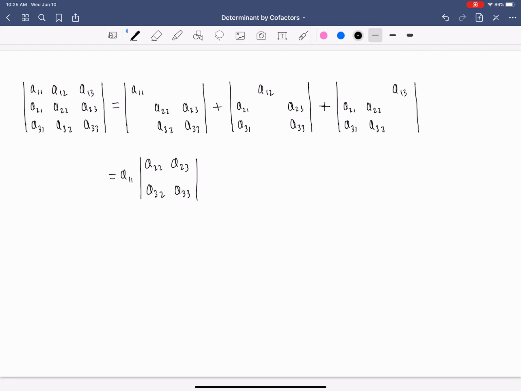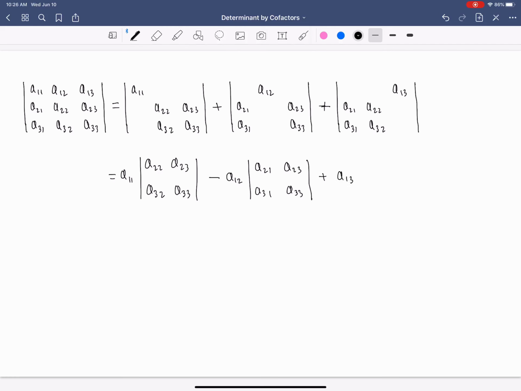From the second one, now I don't really have a plus sign, I have a minus sign. I have minus A12 times the determinant of A21, A31, A23, A33. And I'll show you where that minus comes from. The next one is a plus.